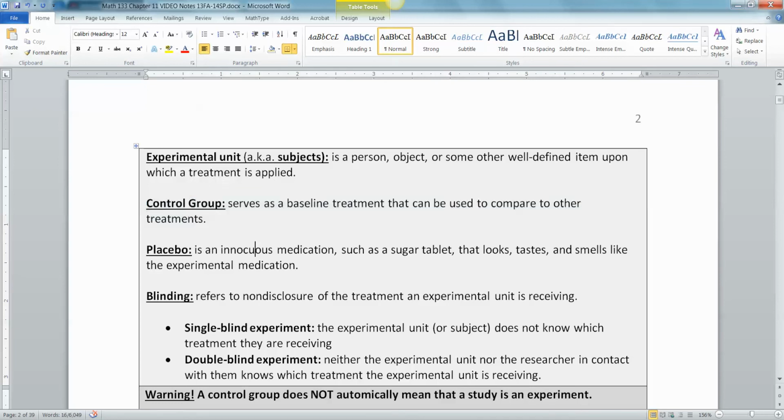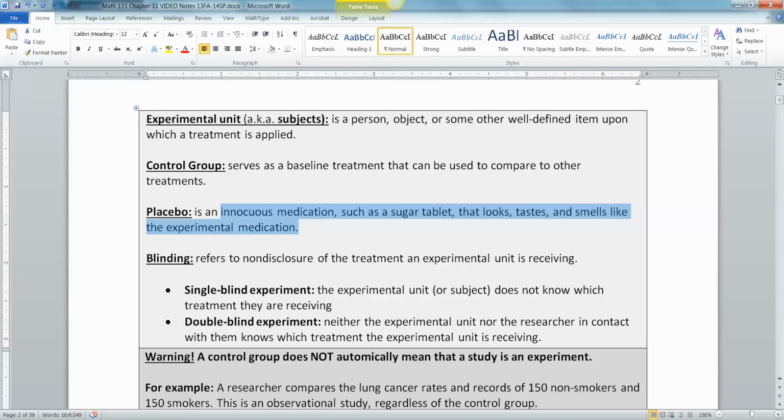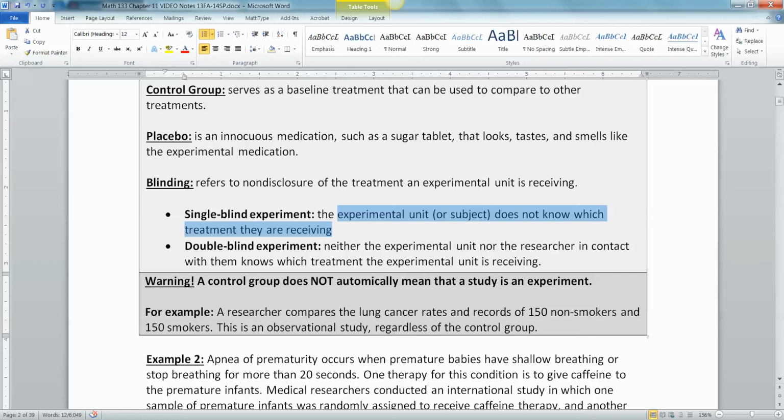They'll get placebos. Speaking of which, a placebo is an innocuous medication, a sugar tablet, something that looks and smells like the experimental medication, but isn't. And you make it look and smell like the experimental medication because you want the study ideally to be blind. You want the experimental unit, the subject, to not know what treatment they're receiving. But you also want the person they're talking to, the researcher that they get to see, maybe not the overall researcher, the person in charge of the whole thing, but the person that they talk to, to not know whether they're getting the treatment either. Because if they do know, then they'll bias the results.